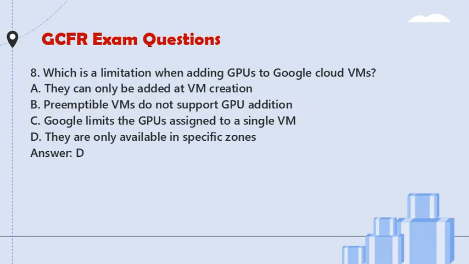8. Which is a limitation when adding GPUs to Google Cloud VMs? A. They can only be added at VM creation. B. Preemptible VMs do not support GPU addition. C. Google limits the GPUs assigned to a single VM. D. They are only available in specific zones. Answer: D.